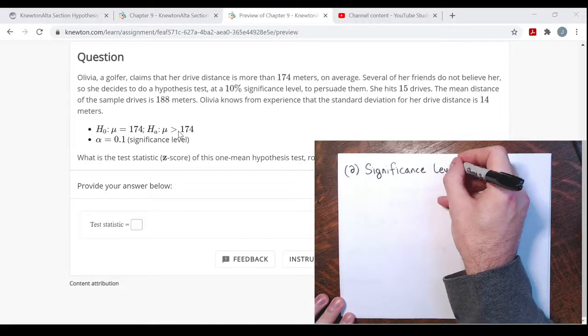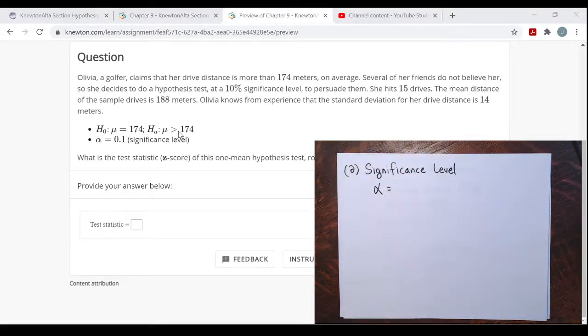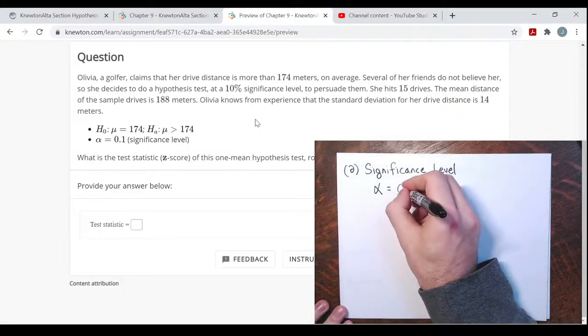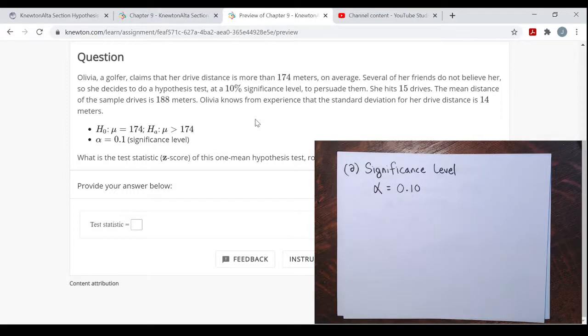And that was that alpha. Now, if it is not mentioned, we're just going to assume a significance level of 5%. But in this particular problem, the significance level is mentioned right here. It's a 10% significance level. So alpha equals 10% or 0.10, or just 0.1.